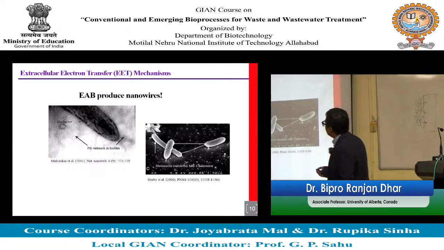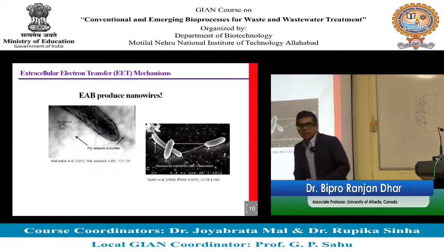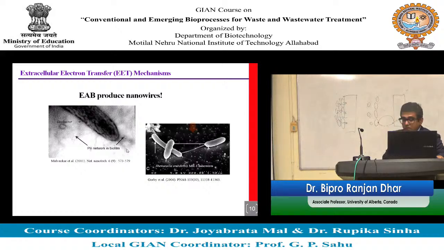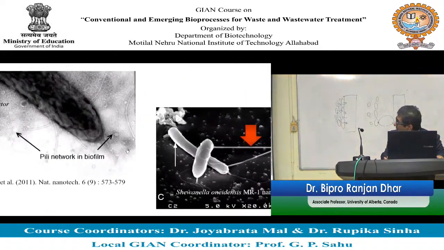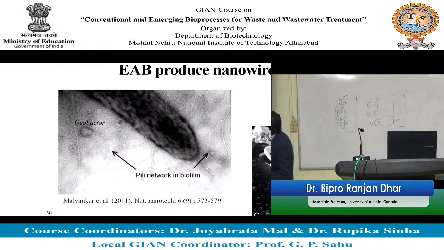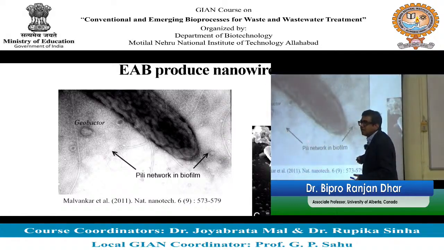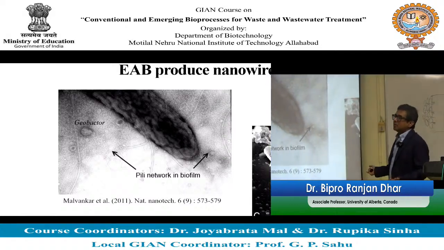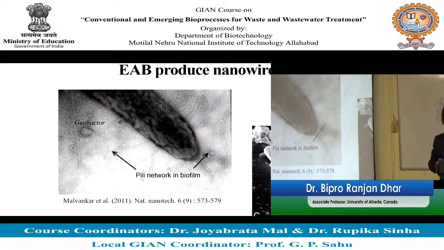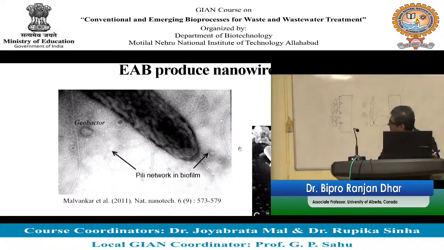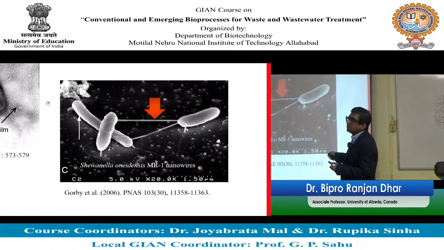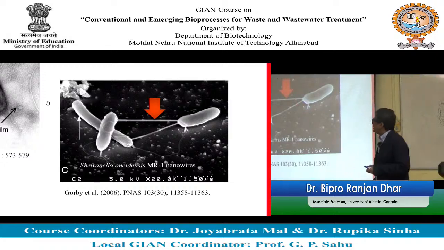I'm not sure whether you can see here, let me see if I can zoom in. Do you see it now? You can see some lines, right? Those are actually pili. This is a microscopic image of pili, produced by Geobacter. Even Shewanella can also produce this kind of pili, and they are mostly protein.